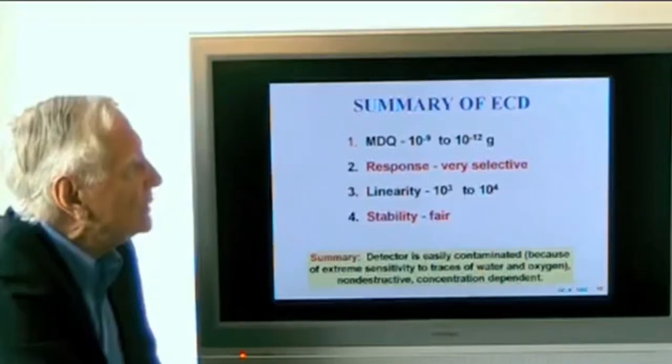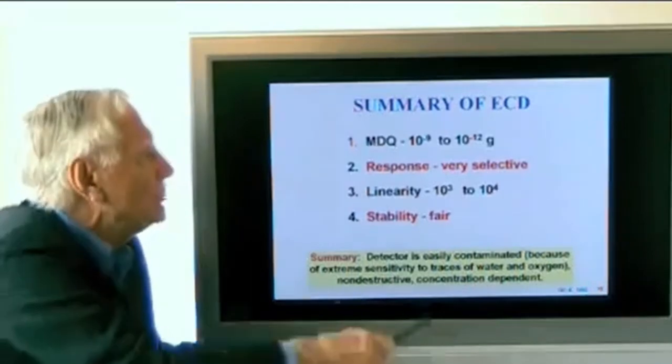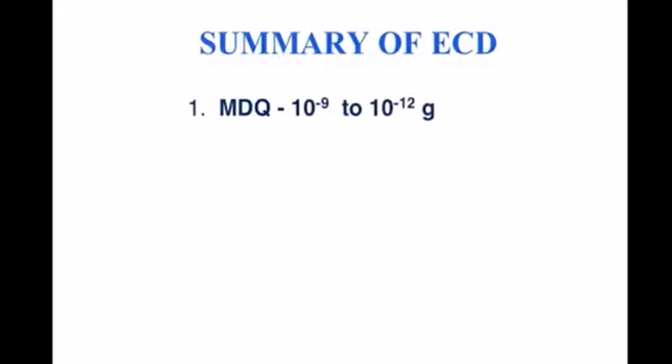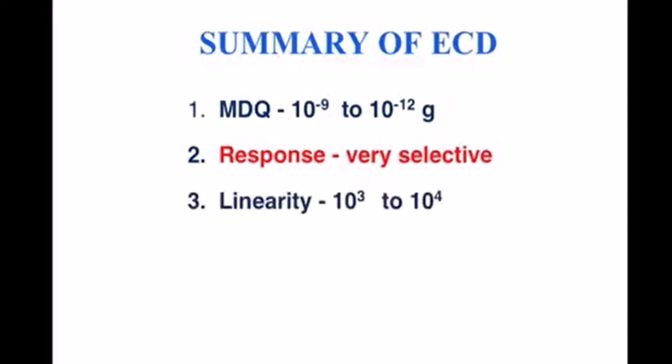Thus, in summary of the electron capture, the minimum detectable quantity varies depending on the number and the type of the electronegative atoms, 10 to the minus 9 down to 10 to the minus 12 grams. Response, very selective. It's difficult to say, but of all the compounds we deal with in gas chromatography, only a small percentage, maybe 1 to 2%, give a good signal by electron capture. Linearity is only fair, 10 to the third, 10 to the fourth.